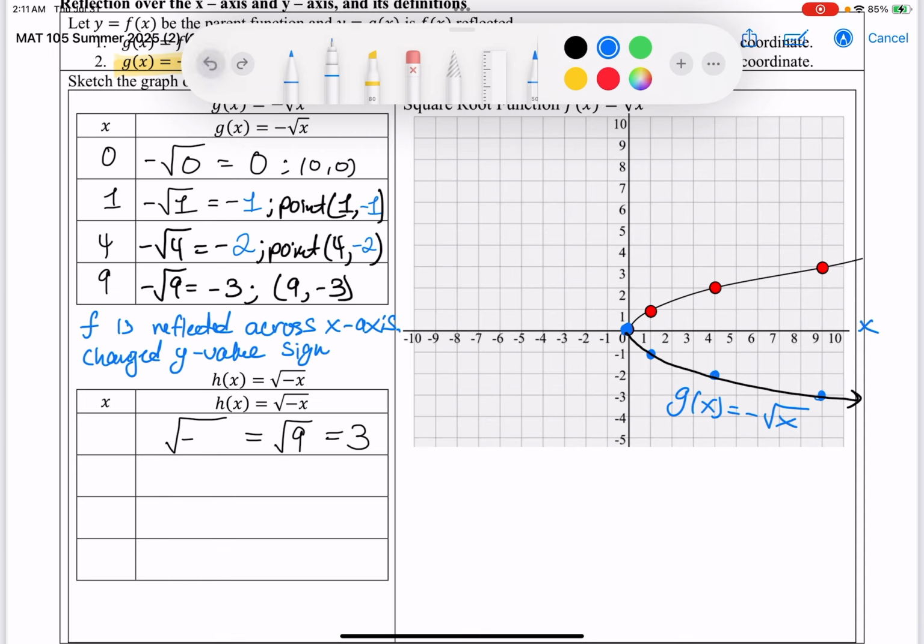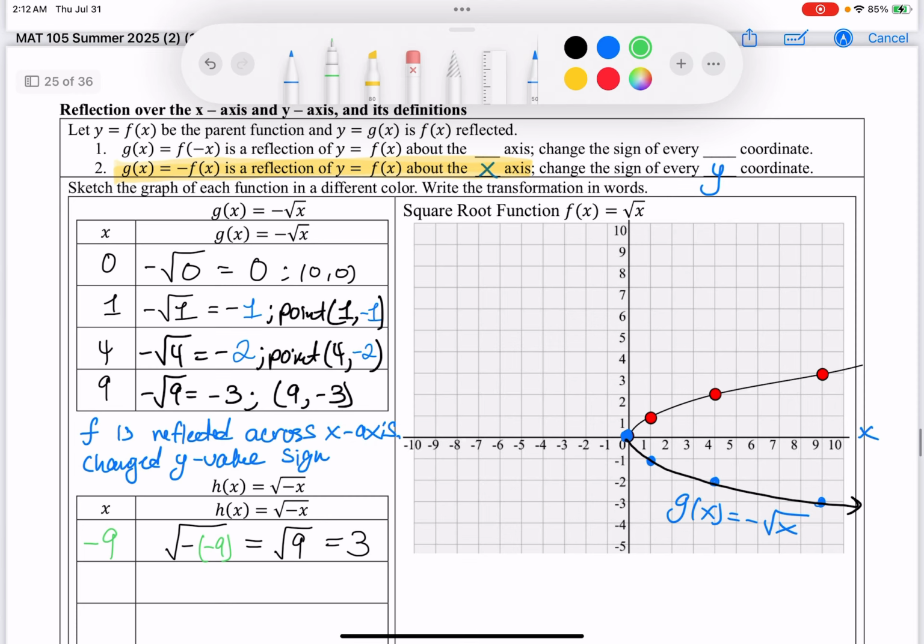I don't want to use blue. Let's use red. Or let's use green, actually. -9. And for that to happen, that means x has to be -9. In this case, x has to be -9 because it's square root of -x, which means the x is already negative. Go back to the definition. In the first one, the x is already negative. So that means by default, you're changing the sign of every x coordinate.